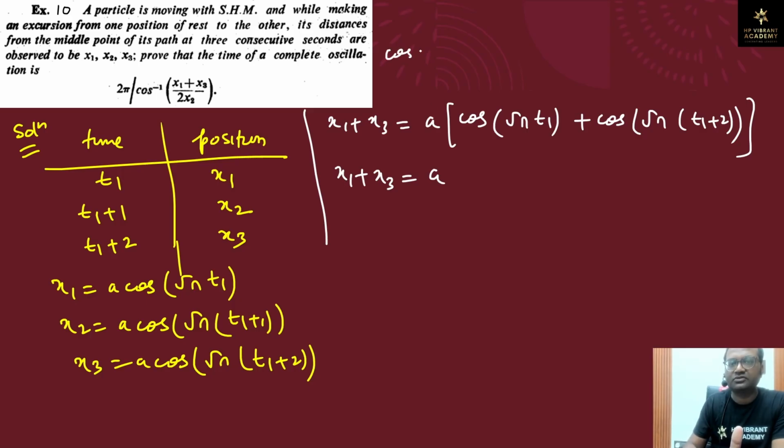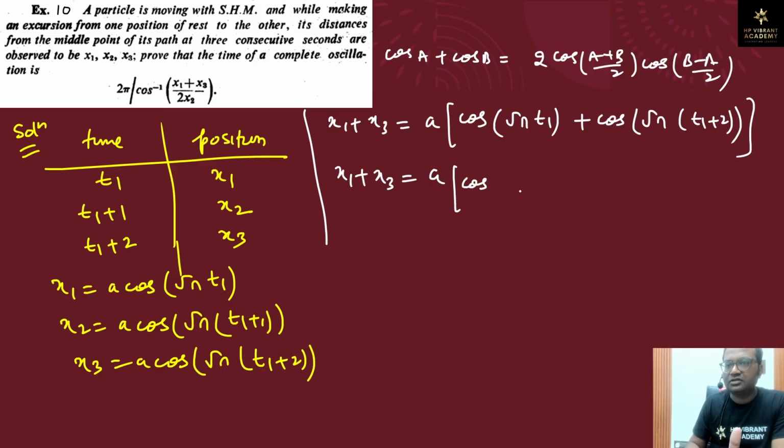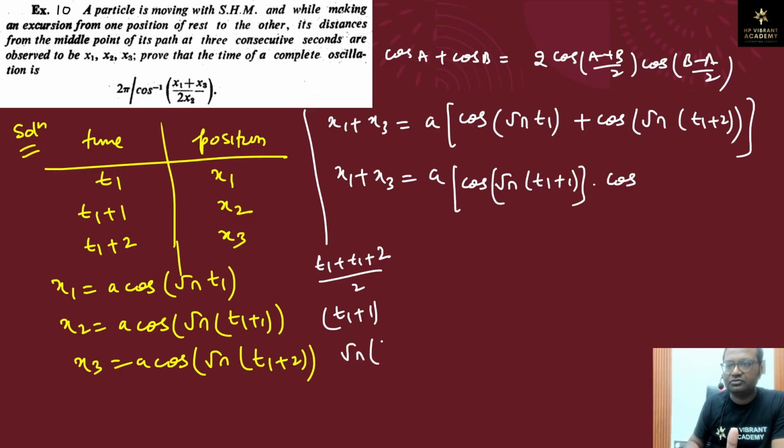How can we find this? Cos a plus cos b is equal to 2 times cos of a plus b upon 2 into cos of b minus a upon 2. This is cos of (root under mu into t1 plus root under mu into t1 plus 2) upon 2. This is 2t1 plus 2 upon 2, which is t1 plus 1, so cos of root under mu into t1 plus 1, into cos of root under mu into (t1 plus 2 minus t1) upon 2. The 2s cancel, and this is root under mu.